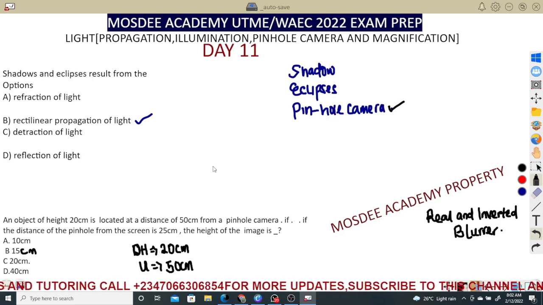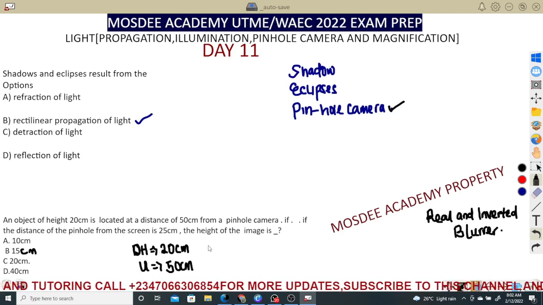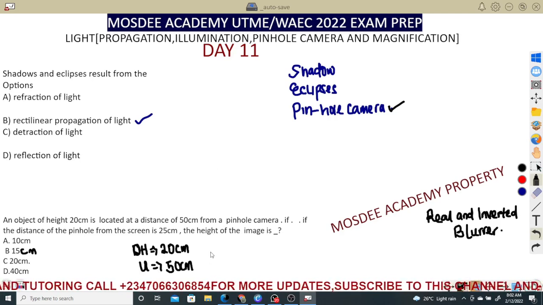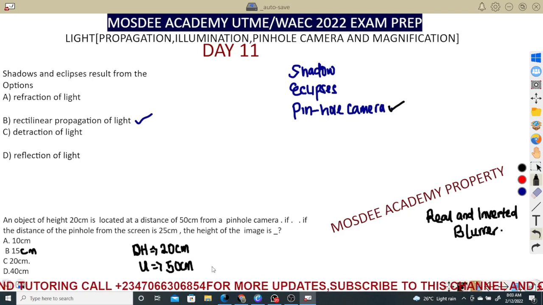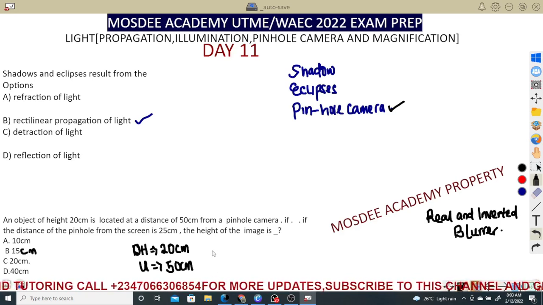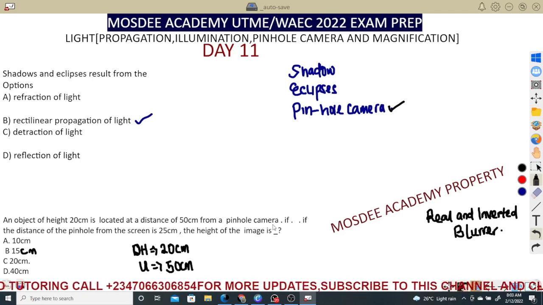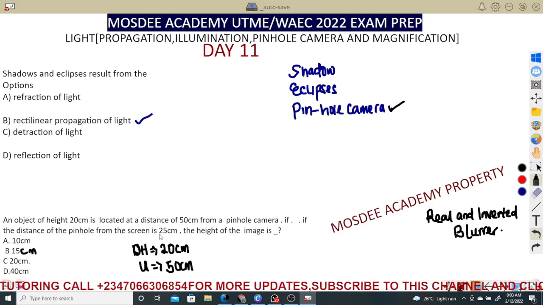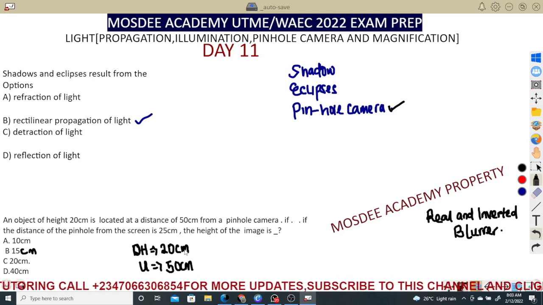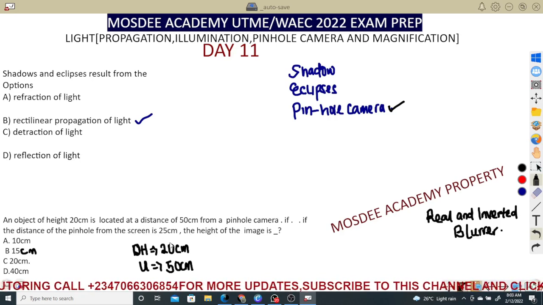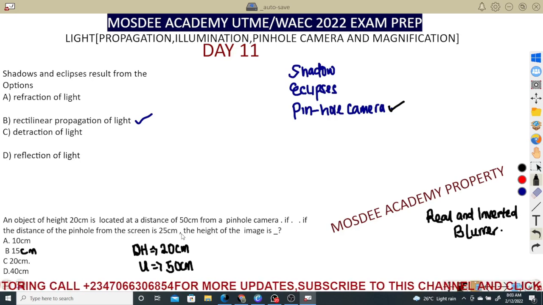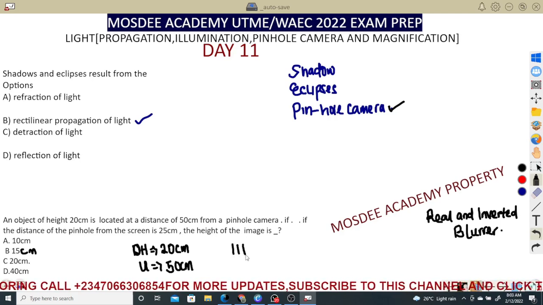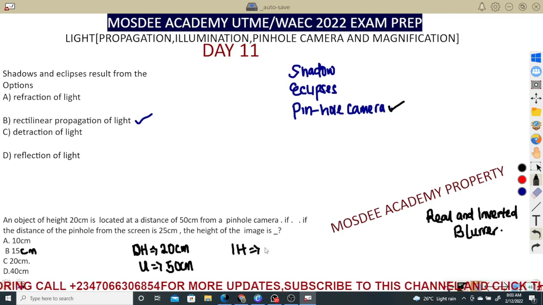For now, you're only limiting your questions to pinhole. When you get to the reflection of light, we're going to talk about mirrors, and in refraction of light, we talk about prisms. So stay with us for the best of physics videos and explanation. Now, the question says, if the distance of the pinhole from the screen is 25 centimeter, the height of the image is what we are looking for.